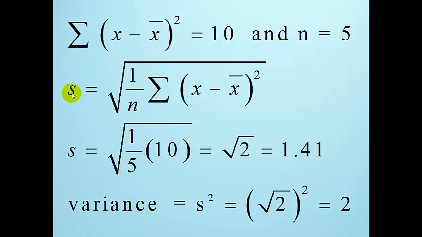So from the standard deviation formula, we have s is equal to the square root of 1 over n summation of x minus x bar all square, and n is 5, and summation of x minus x bar all square has given us 10. So by substitution, we have s equals the square root of 1 over 5 times 10, and 5 goes into 10 2 times. So we have the square root of 2, and that is 1.41. Now we said that the variance is the square of the standard deviation. So if the standard deviation is root 2, then when we square the root 2, the 2 cancels the square root and we are left with 2. So the variance is 2 and the standard deviation is root 2, which is the same as 1.41.